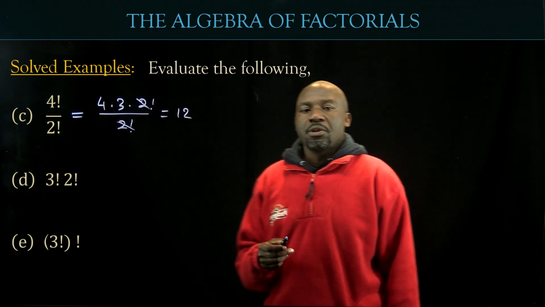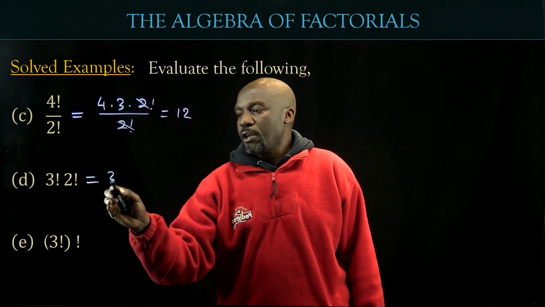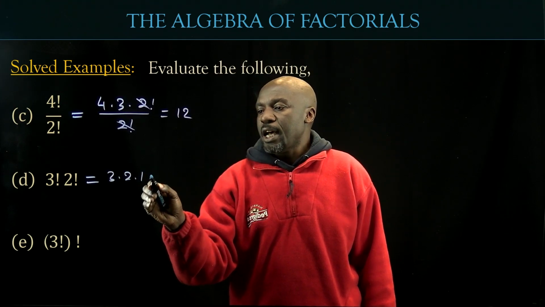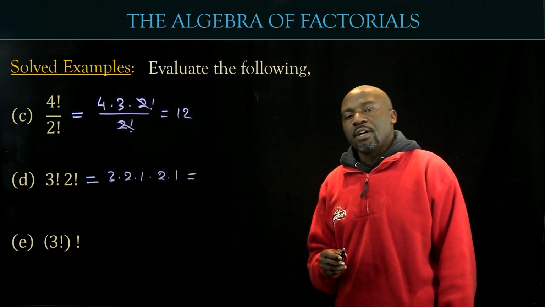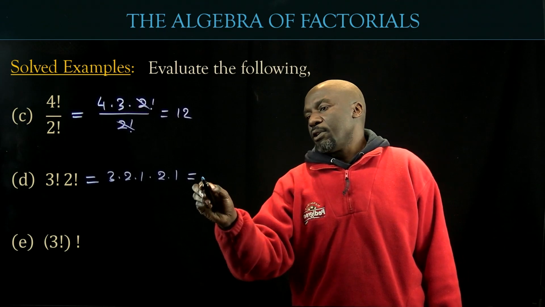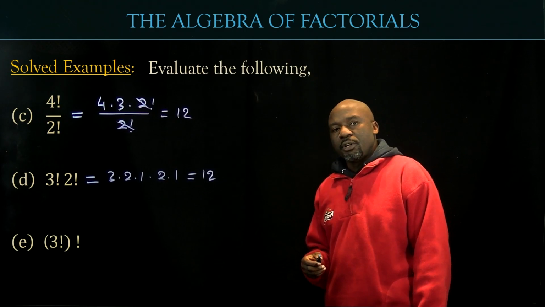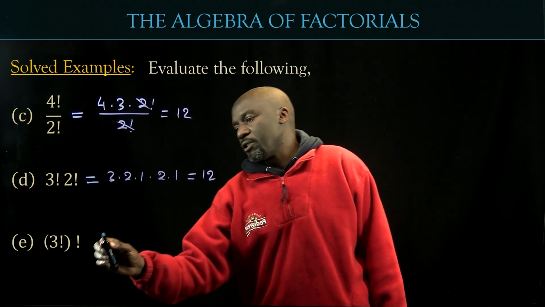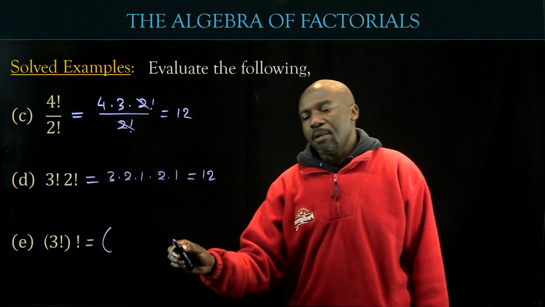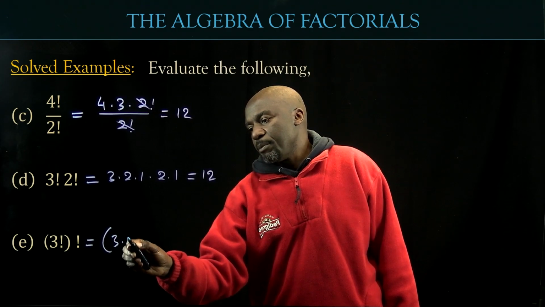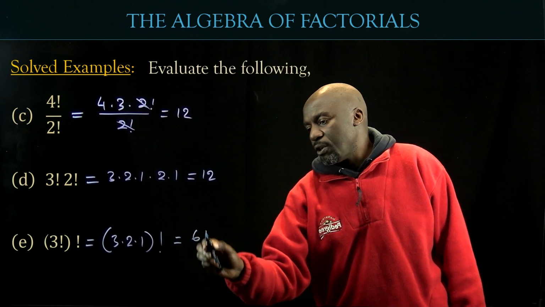Okay? What about 3 factorial times 2 factorial? Well, 3 factorial is 3 times 2 times 1, times 2 factorial, which is just 2 times 1. And we can see that 3 factorial times 2 factorial is also 12. What about 3 factorial factorial? What's the factorial of 3 factorial? Well, 3 factorial, this term inside the bracket, is 6, 3 times 2 times 1, and we are going to take a factorial of that. So effectively, we are looking for the factorial of 6.